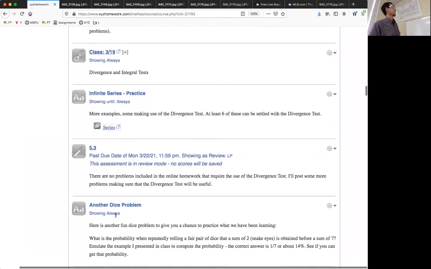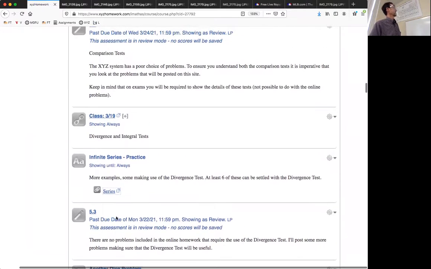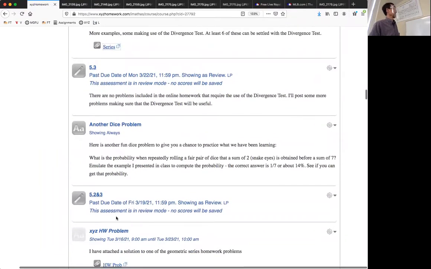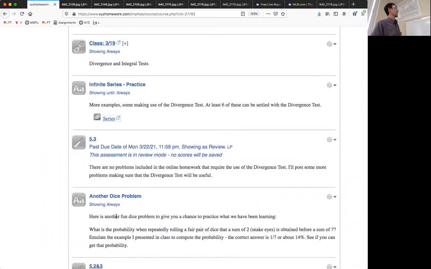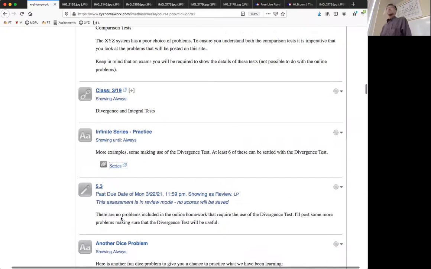I will not ask a dice problem on this test. We don't know enough probability theory. I just thought, since we did one in one day in class, maybe you would like to copy and emulate what we did to solve another one. Are there any questions?